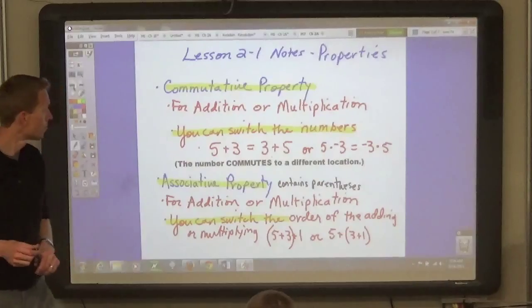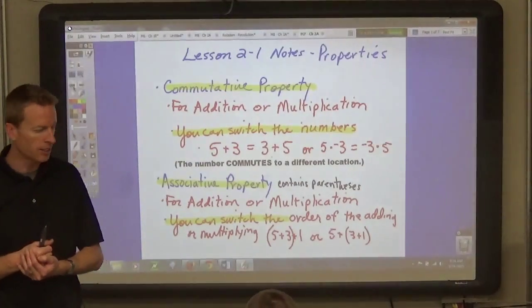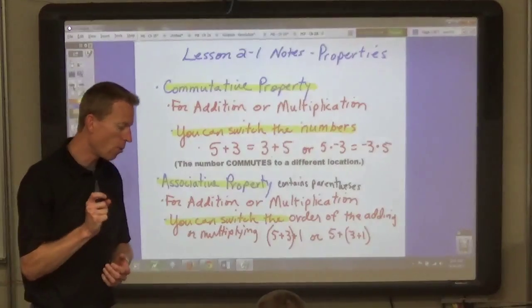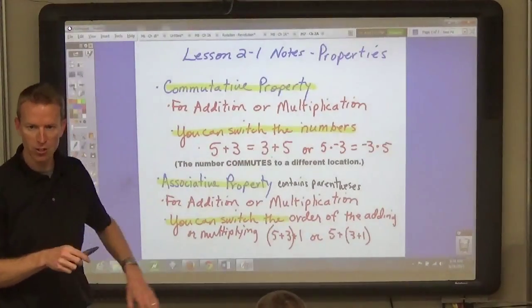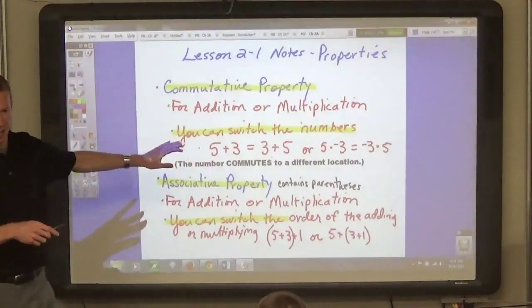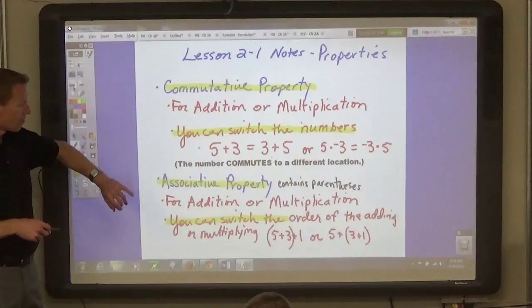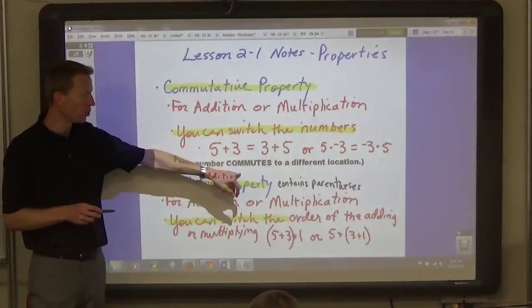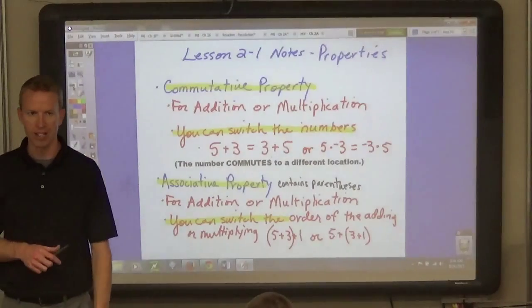Now, don't start on your worksheet yet, okay? Because there's a certain way I want you to do these problems using mental math and using some of the rules that I'm teaching you right now. So just wait with that. Now, I wrote here, the number commutes to a different location. That's one of the ways to remember the commutative property.